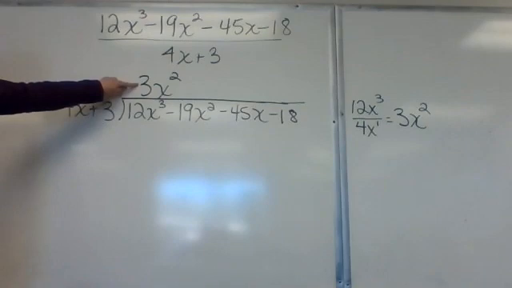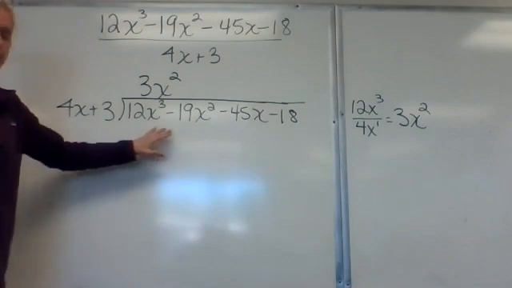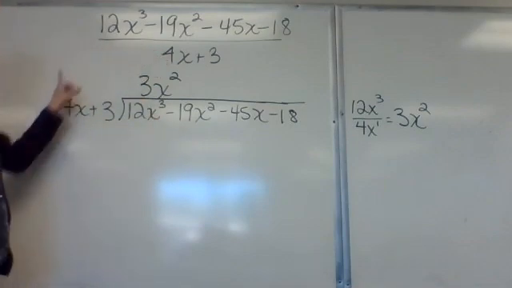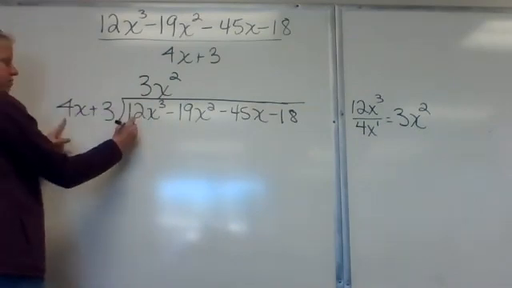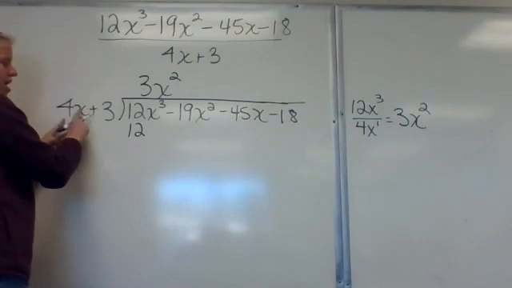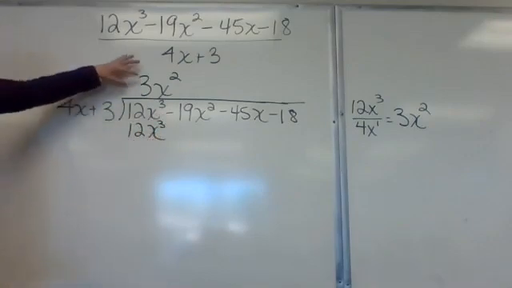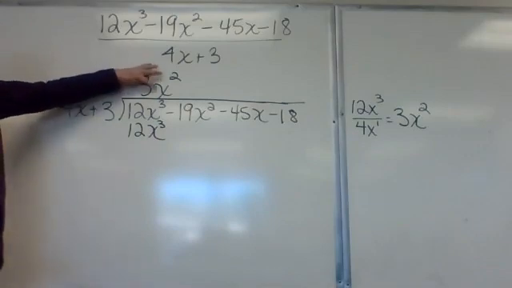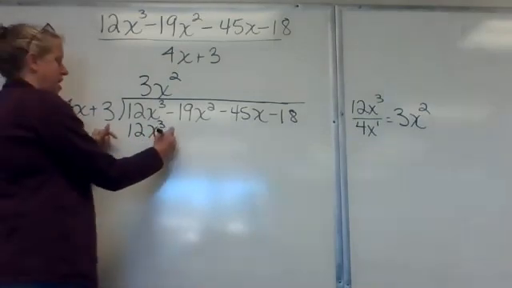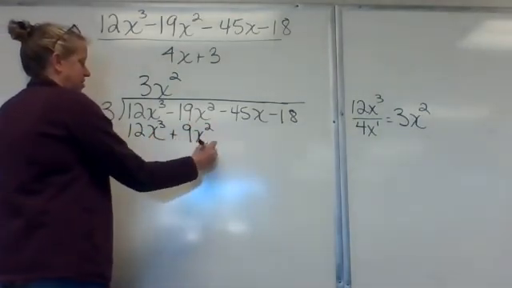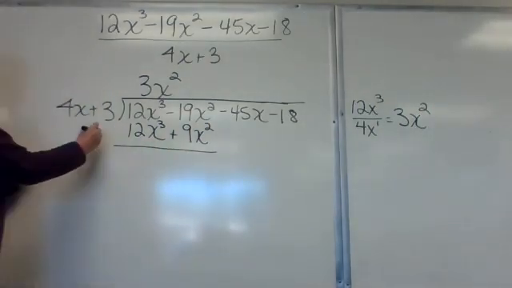Multiply this times both of these and put your answer here. So let's see, the first thing I have is 3x squared times 4x. So the 3 times the 4 gives me 12. X squared times x gives me x to the third. Then I've got to do it times the 3. So 3x squared times positive 3 gives me positive 9x squared. And then subtract.